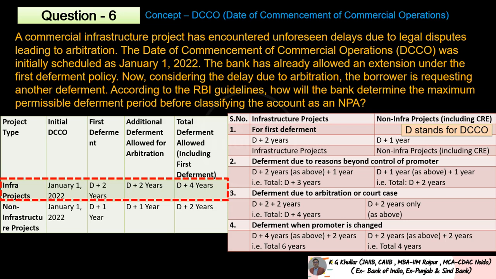Then next deferment is due to arbitration, that is serial number 3, which is also for 2 years as per this table. So the total deferment will be D plus 2 plus 2, that is D plus 4. So in our case, it will be 2024 plus 4, that is 1st January 2026. So the correct option for the given question is option A. Now also note friends, had the project been a non-infra project, then in that case, total deferment would have been D plus 2.